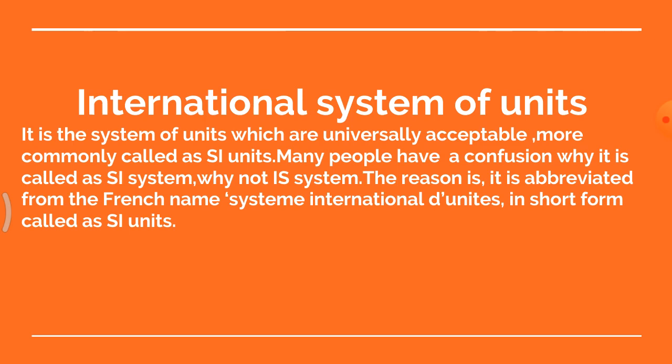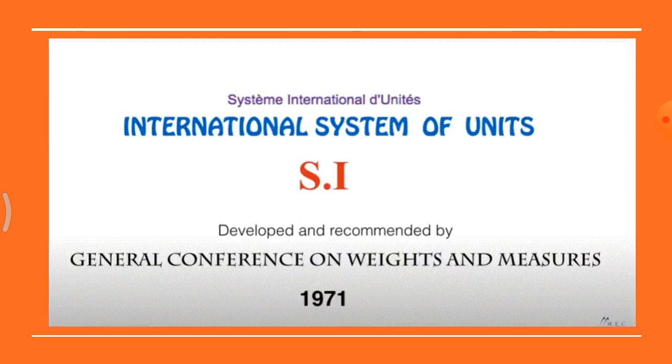That is nothing but the International System of Units. It is the system of units which is universally acceptable, more commonly called SI units. Many people have a confusion why it is called SI unit. Why not IS system? The reason is it is abbreviated from the French name Système International d'Unités, in short called SI units. International System of Units. In short, we can write SI system. And this kind of system was developed by the General Conference on Weights and Measures, which was held in 1971.